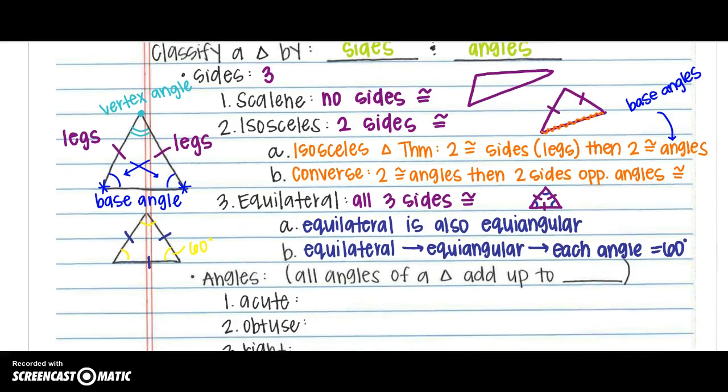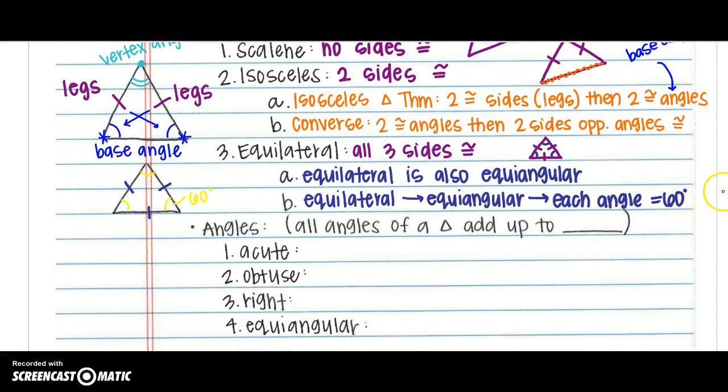All right, we finished out classifying a triangle by its sides. Now we can classify it by its angles. If it is acute, we know that all angles are less than 90 degrees. So all of them have to be less than, not just two, but all of them. If it's obtuse, I only need one angle that is greater than 90 degrees.